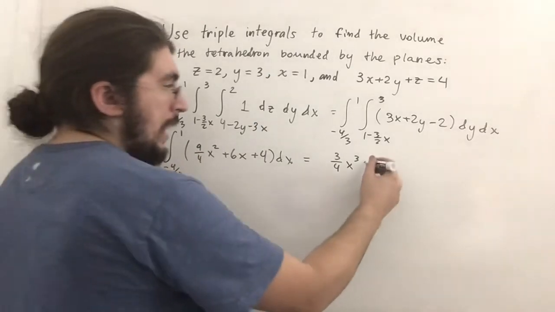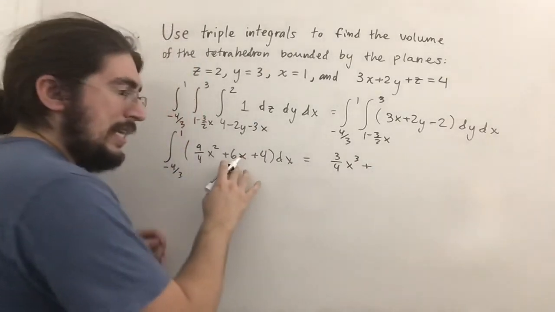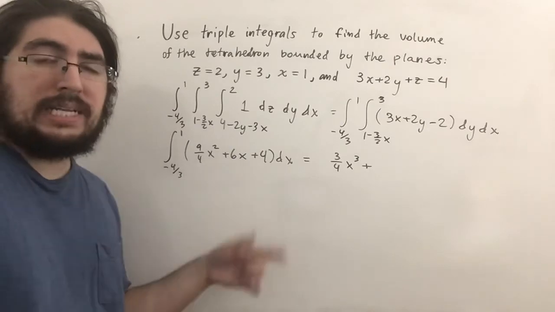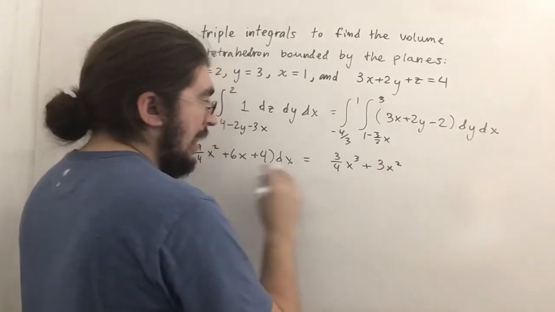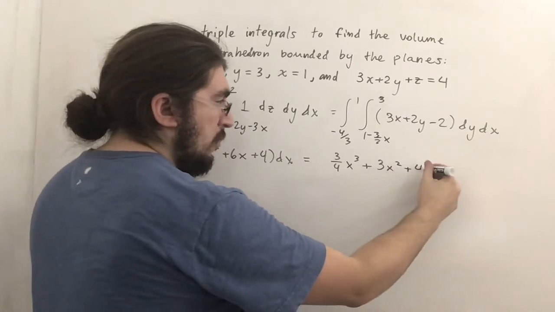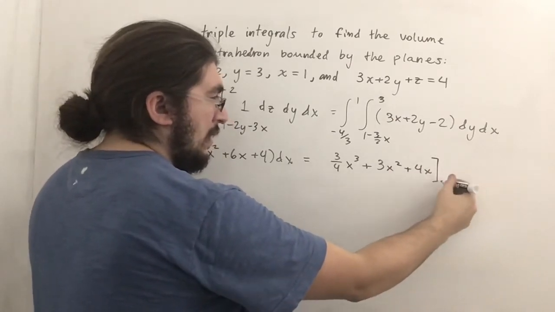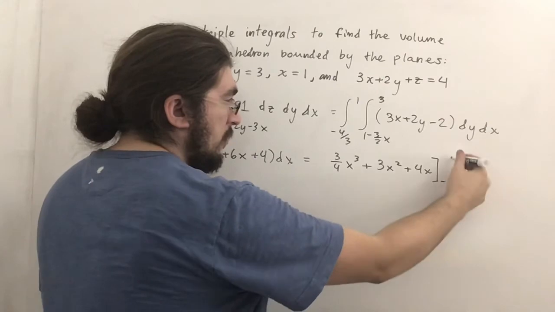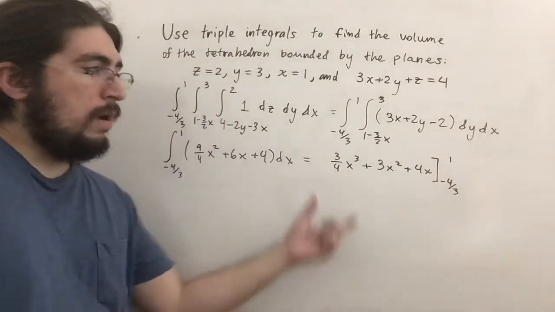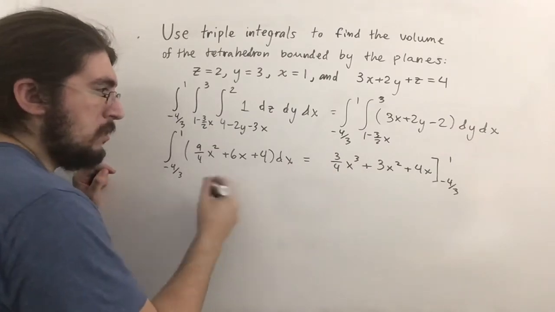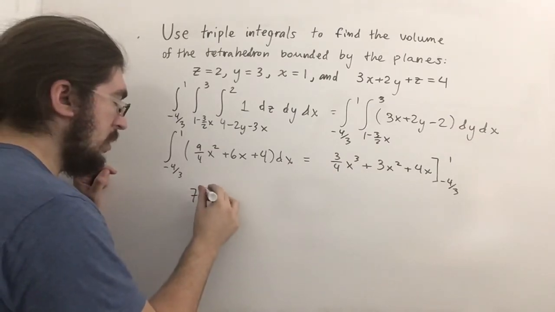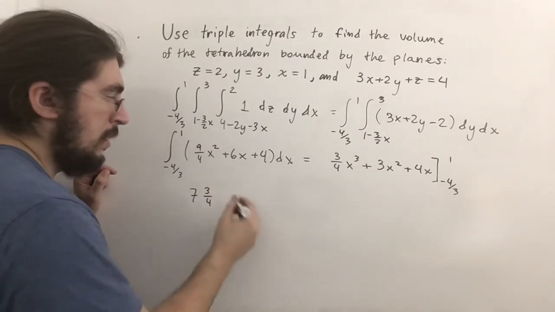Good. Antiderivative of 6x is 1/2 x squared times 6. Half of 6 is 3. So this is actually 3x squared. Antiderivative of 4 with respect to x is 4x. Now we're going to evaluate this between our x limits, negative 4 thirds and 1. When you plug in 1, you just get the numbers in front. So notice that's just 7 plus 3/4, so that's 7 3/4, like this.